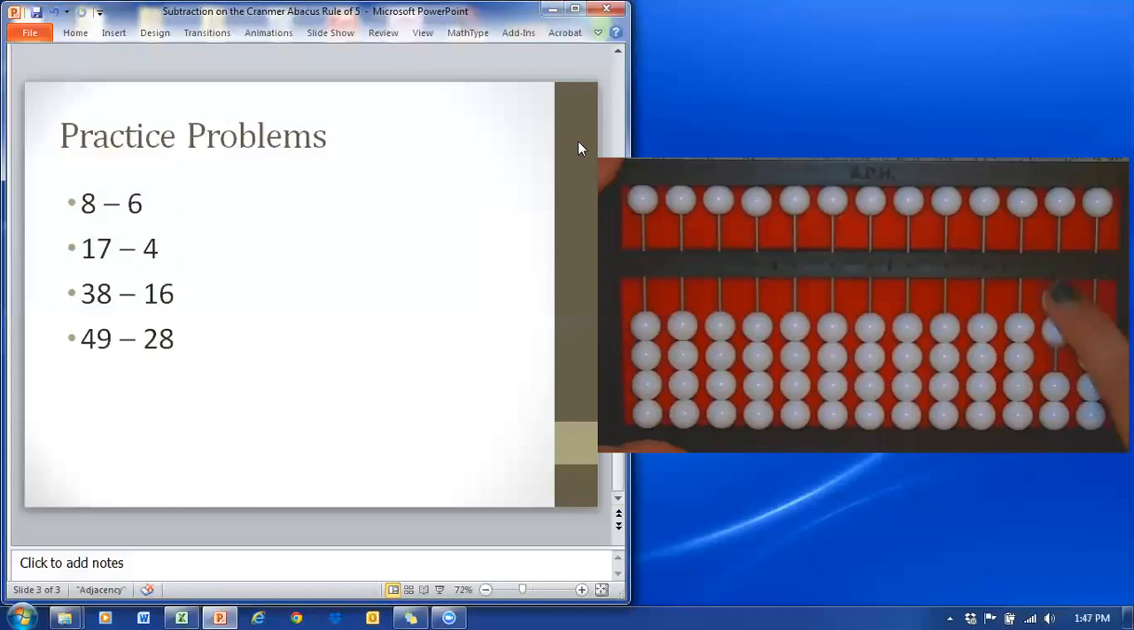Last example, we're going to set up 49 on the abacus. I'm going to subtract 28. So we'll subtract the 2 10s. Now in the ones place, I'm going to subtract 8. So 1 away, 2 away, 3 away, 4 away. There aren't any more, so I'm going to go up to that 5 bead, 5 away and return the 4 below it. Continue counting, 6 away, 7 away, 8 away. Notice my answer is 21, and 49 minus 28 is 21.